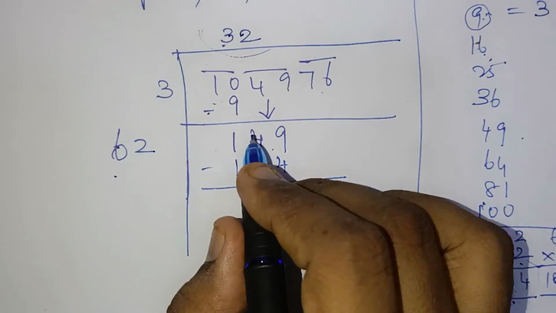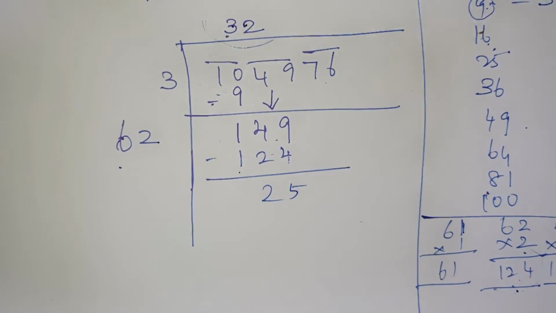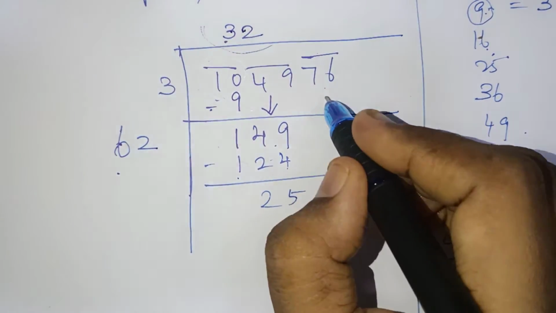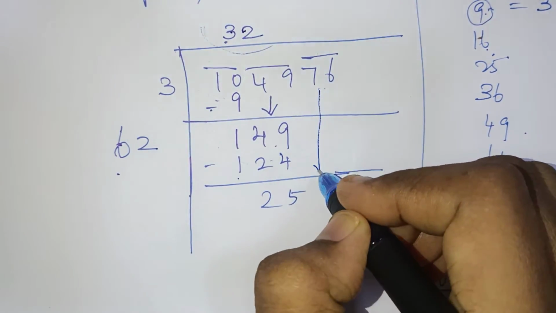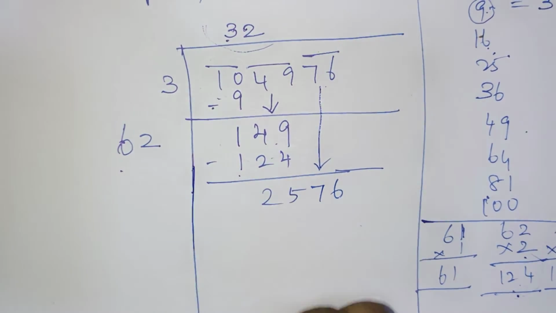Now you have to subtract. 9 minus 4 is 5, 4 minus 2 is 2, 1 minus 1 is 0. We leave that. Next, what do you have to do? You have to bring down the next group of numbers, that is 7 and 6, that is 76.